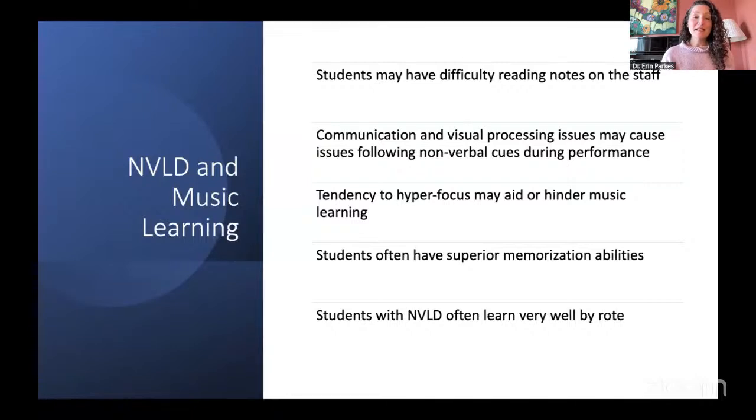There can be a tendency to hyperfocus, and we see this in ADHD as well. That can aid or hinder music learning. So, it can be great if they're really focused on learning a piece, or if there's a passage that you want them to sort of drill and they get really focused on it and they're not getting frustrated, they're just really working on it. That's fantastic. We all want that as teachers.